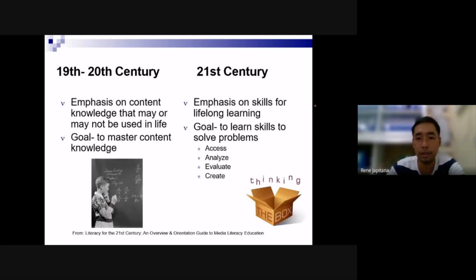What else? Sa 19th and 20th century, ang emphasis is content, knowledge. Dapat kabalo ka na. Goal to master the knowledge. Dapat ma-memorize nimo ang multiplication table. What else? Sa 21st century, it's lifelong learning. Goal to learn skills, solve problems like access, analyze, evaluate, and create. Think outside the box.